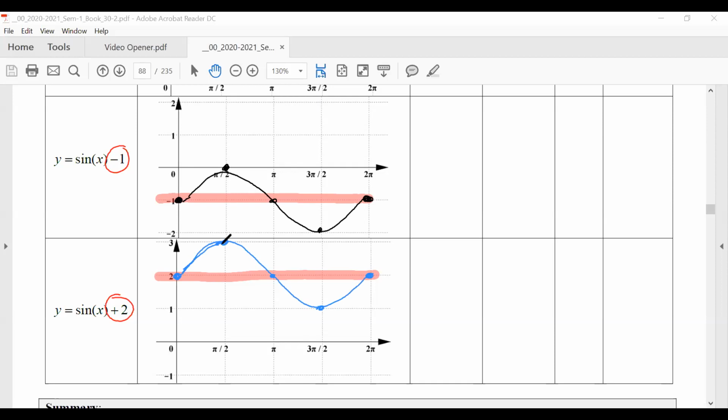So what do I know then? Well, my median line here is at y equals -1. My period is still 2 pi or 6.28 approximately. Neither of them have been shifted, and their amplitudes are both 1. The only thing that's going to change here is that one. These ones are all the same. So what have we figured out?